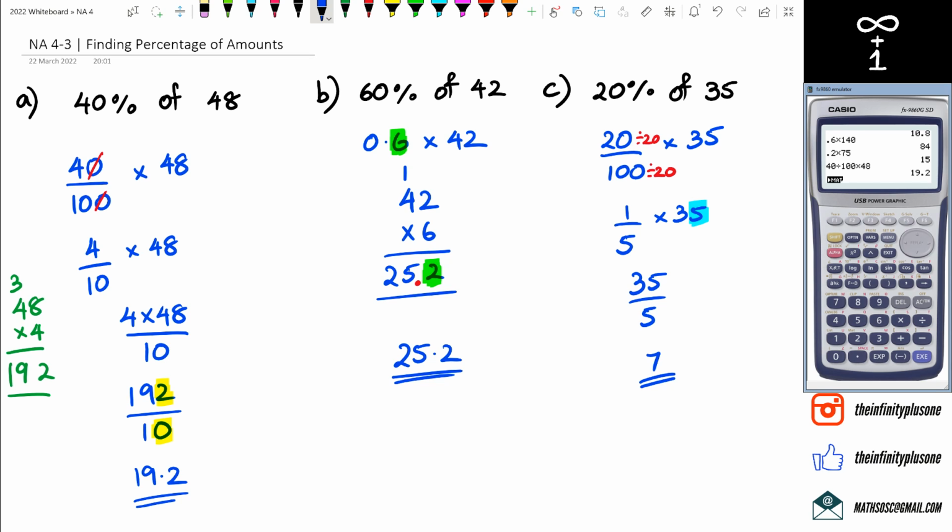Pretty much, guys, that's it for this video. Do we need to show you how to do that in the calculator? No, I already showed you one example. Just write it up as a fraction and multiply the quantity, and you should be good to go.